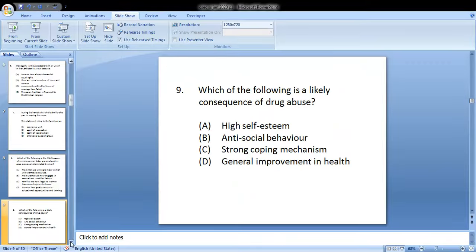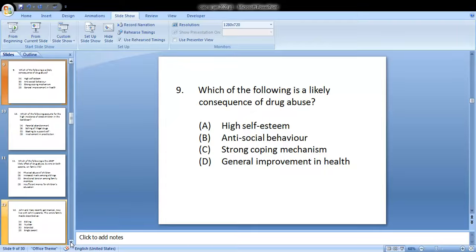Let's move on to number 9. It says, which of the following is a likely consequence of drug abuse? A, high self-esteem. B, antisocial behavior. C, strong coping mechanism. D, general improvements in health. We know it would be B, antisocial behavior.